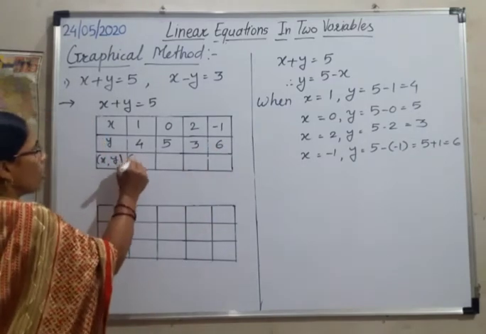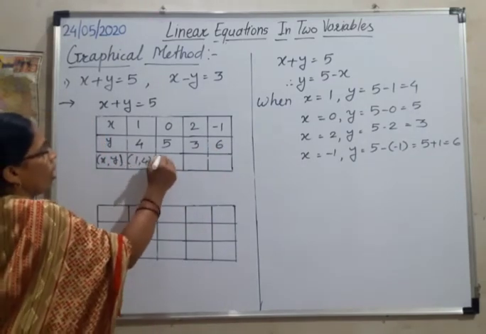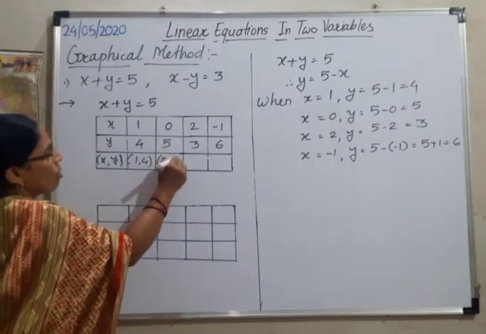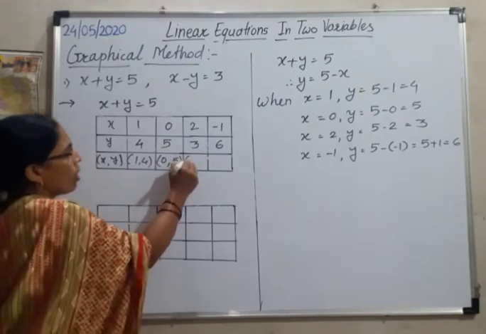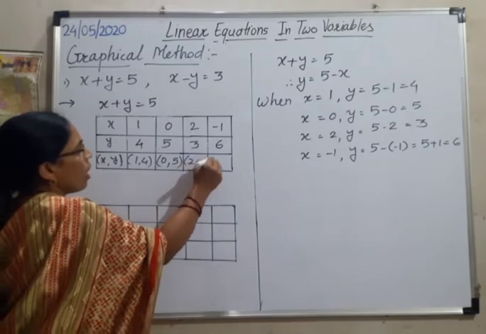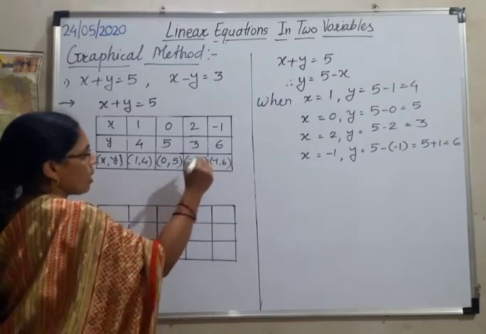Therefore the first point is 1 and 4. The coordinates of the second point are 0 and 5. Here it is 2 and 3, and minus 1 and 6.